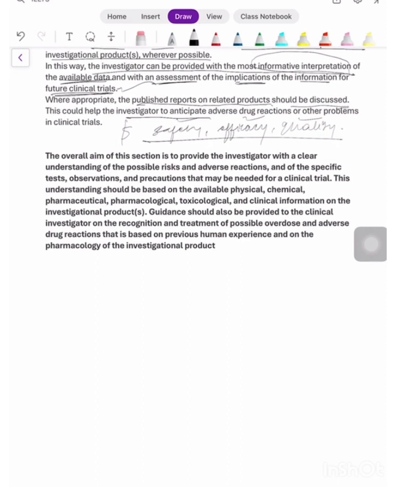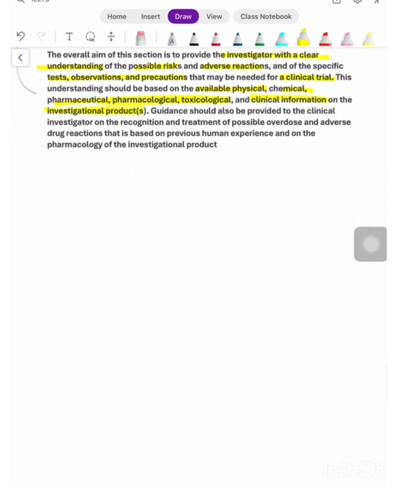So the overall aim, again in a summary form, lastly we can say that the overall aim of this section, as we discussed above, is to provide the investigator with a clear understanding. investigator को ये clear understanding होनी चाहिए पॉसिबल रिस्क की और ADRs की, एडवर्स ड्रग रिएक्शन की, और जो भी उसके साथ स्पेसिफिक ऑब्जर्वेशन, प्रिकॉशन या टेस्ट हुए हैं जो कि क्लिनिकल ट्रायल में भी ज़रूरी हो सकते हैं. और इस तरह से समझाने के बाद इसके बेसिस पे अवेलेबल फिजिकल या केमिकल या फार्मास्यूटिकल, फार्माकोलॉजिकल, टॉक्सिकोलॉजिकल या क्लिनिकल इंफॉर्मेशन, उसके बेसिस पे ही हम ये सारी बात कर रहे हैं.